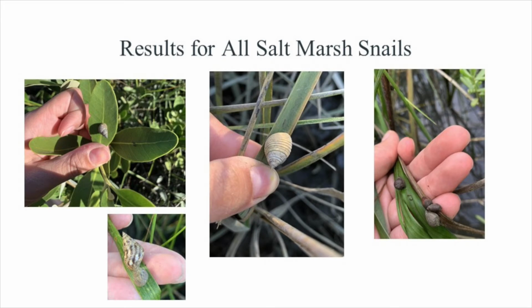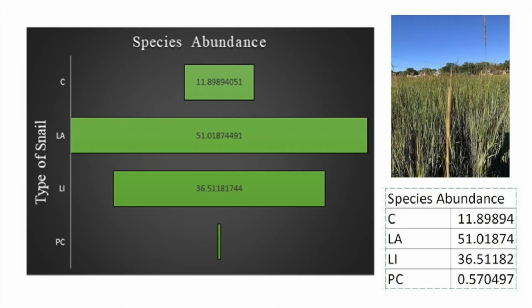Now let's get into abundances. Littoraria angulifera had the highest abundance at 51%. Littoraria aerata had the second highest abundance of 36%. Melampus coffea had a species abundance of 12. Polygyra cereolus had an abundance of only 6.